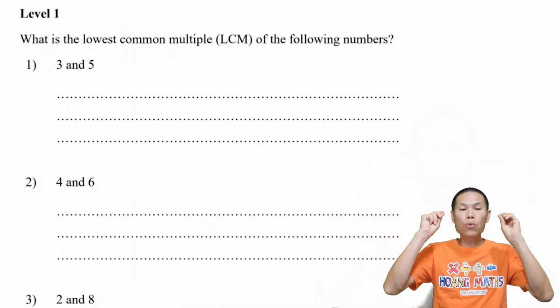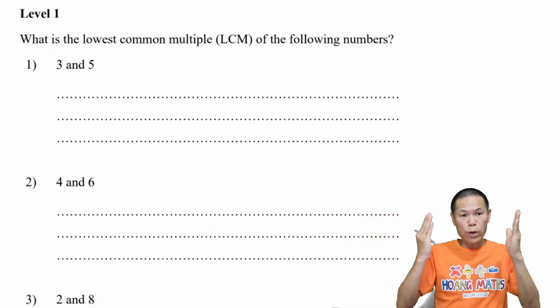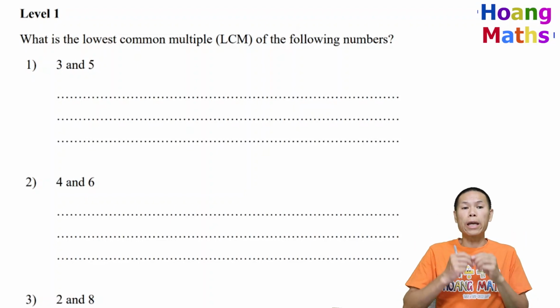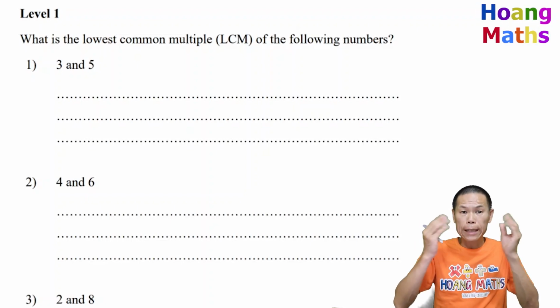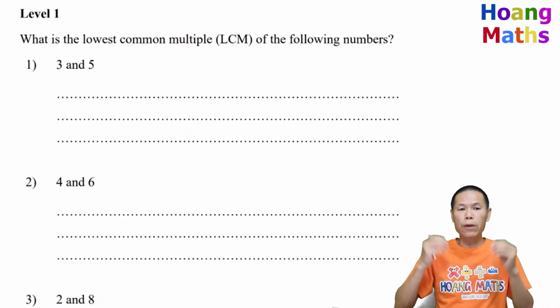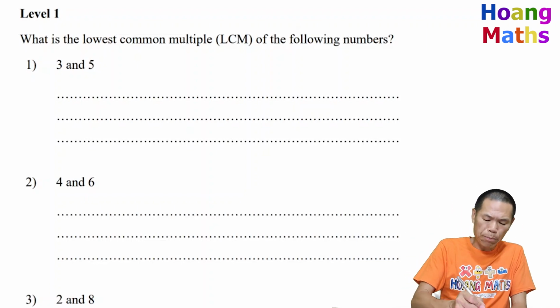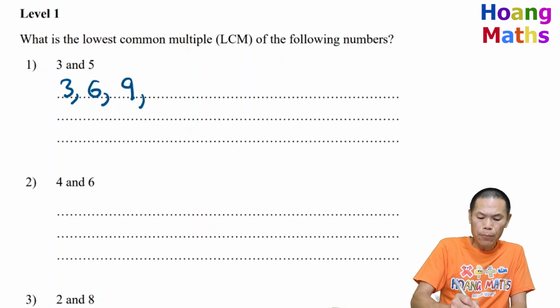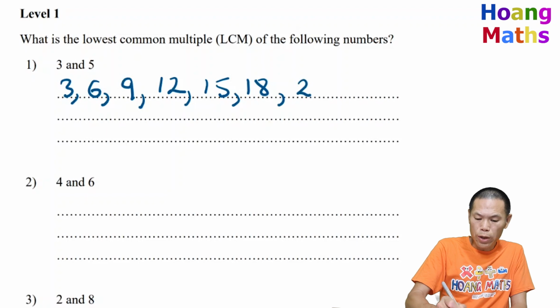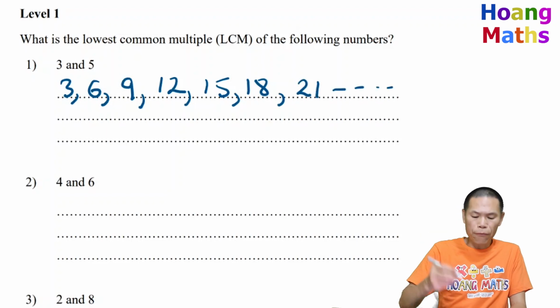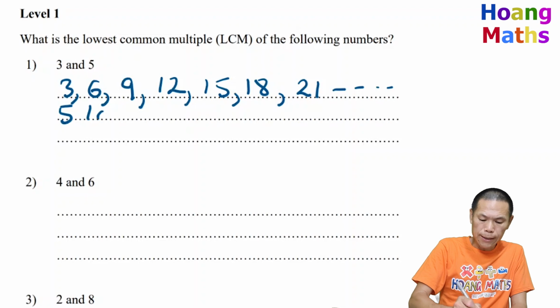First one, we need to work out the lowest common multiple of 3 and 5. To work this out, we can just list the multiples of 3 and list the multiples of 5, and then we're just looking for the common number. For example, the multiples of 3 are 3, 6, 9, 12, 15, 18, 21, and so on. And for multiples of 5: 5, 10, 15, 20, and so on.